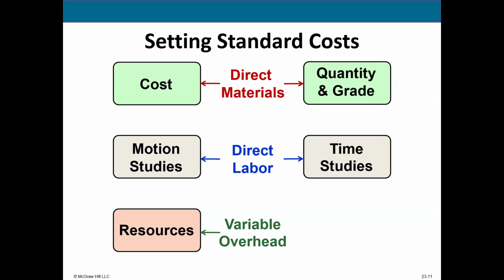So for direct materials, we set a standard price for the materials that we're purchasing and a standard quantity and quality of those direct materials. So I normally purchase each pound of wood for 10 bucks, and I usually use about 2.5 pounds or 2.2 pounds of wood per baseball bat. Okay, that's my standard.